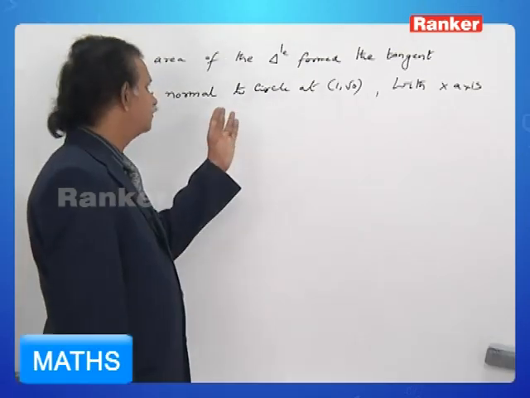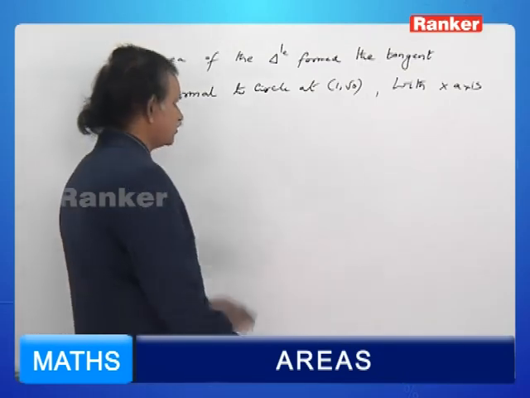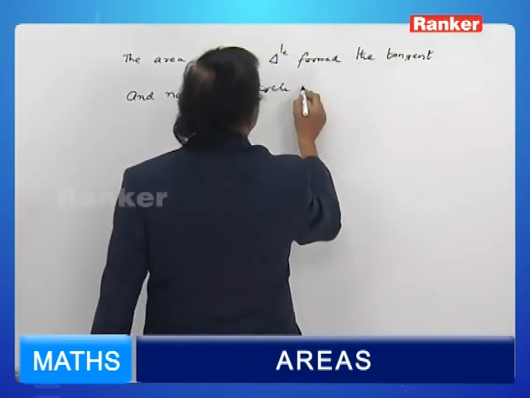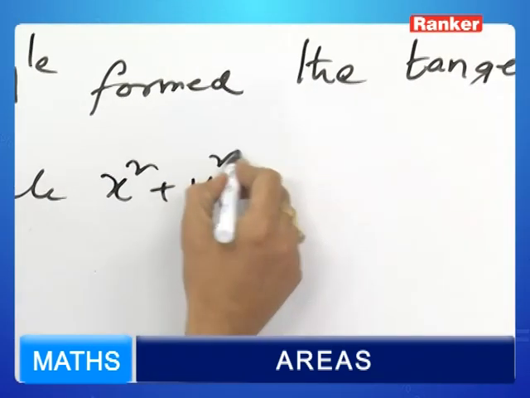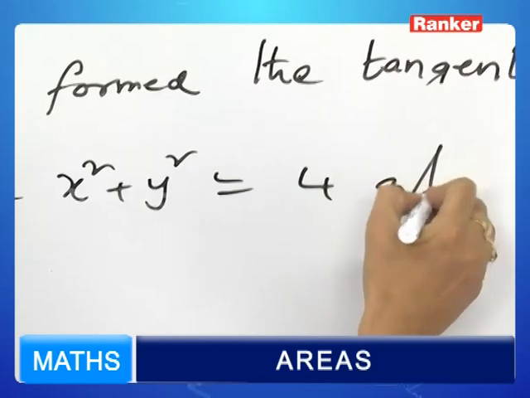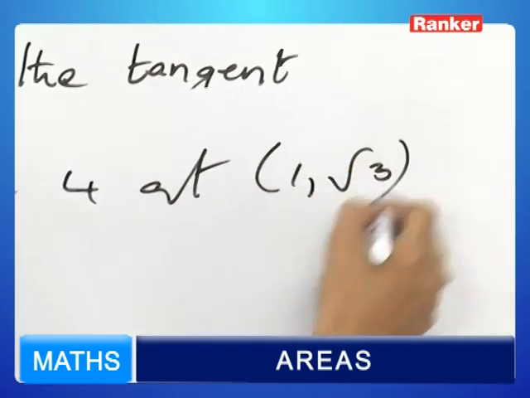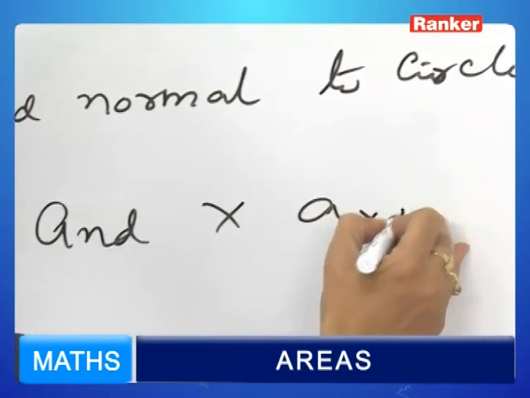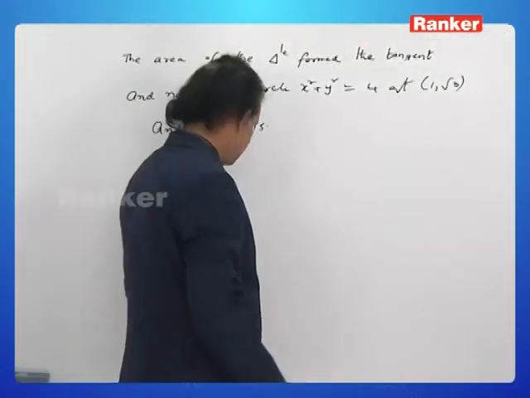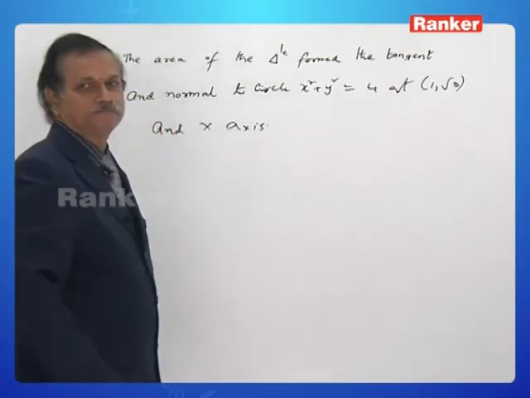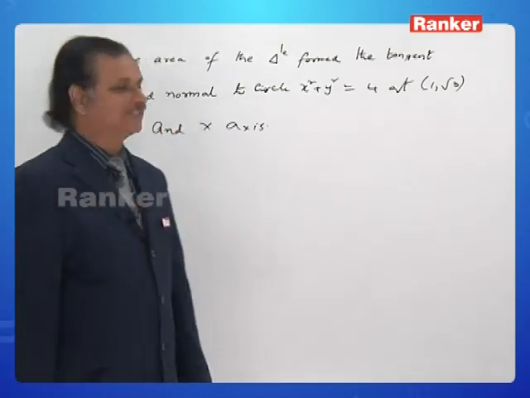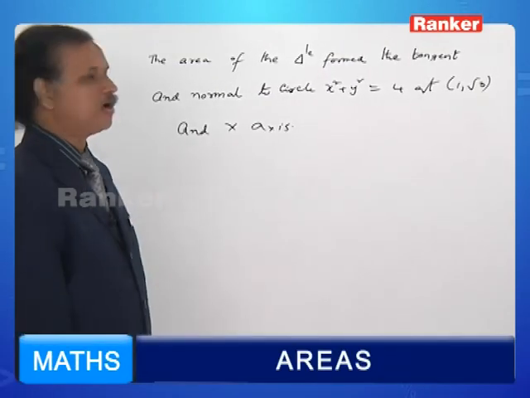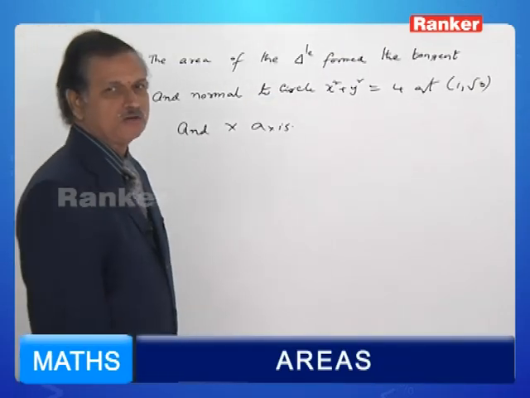What is the circle? To the circle x square plus y square is equal to 4 at (1, root 3) and x-axis. This is the original problem. That is the problem given. What is the circle given? X square plus y square is equal to 4. At what point are tangent and normal to be drawn? At (1, root 3). First of all, you check it.